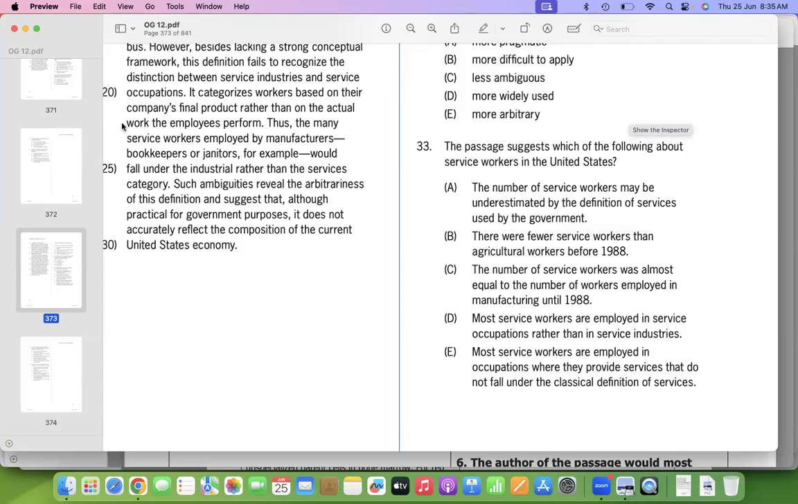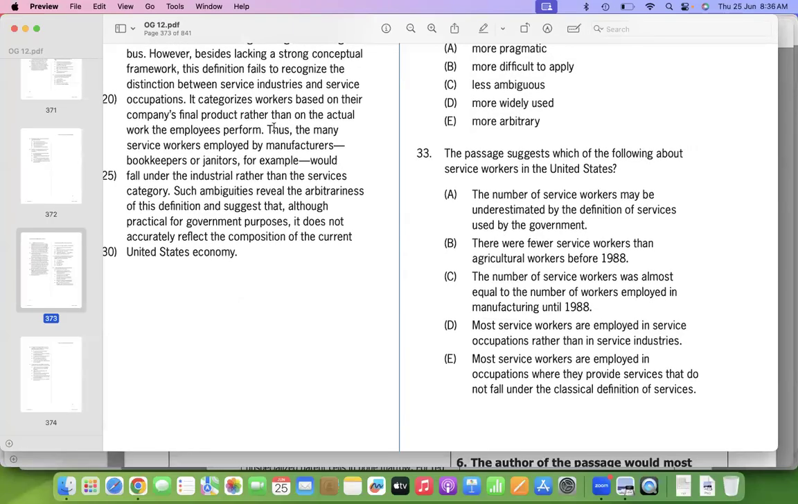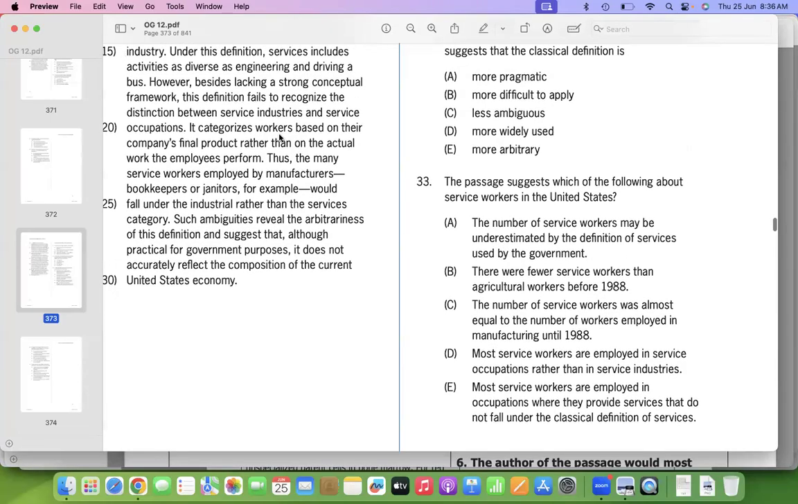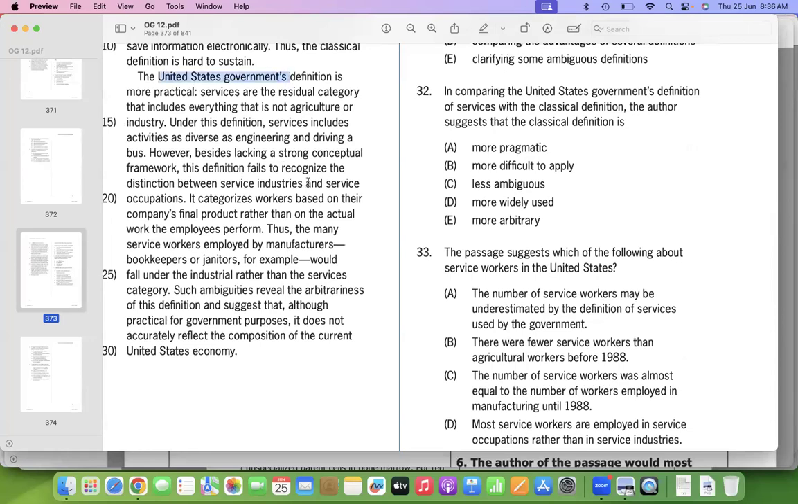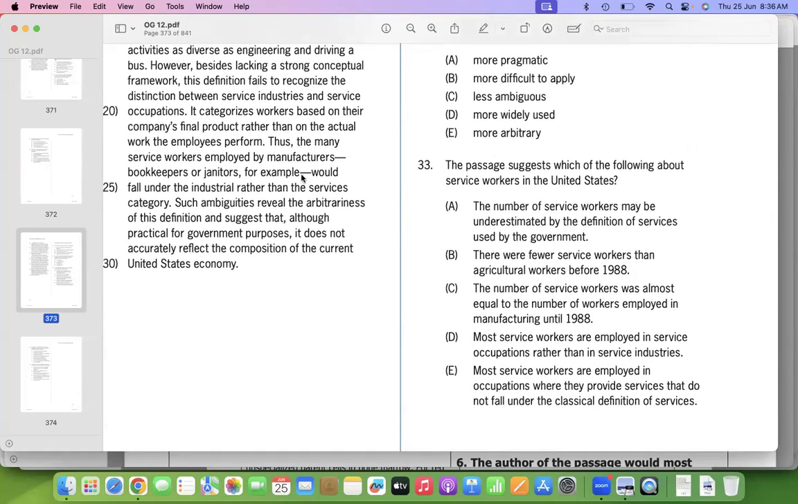All of you have gone with A? Anurag, you've gone with E? Service workers are here, no? In the US. So in the US, we're talking about the US government's definition then, right? And what happens then in the US to service workers? It categorizes workers based on the company's final product. Thus, the many service workers employed by manufacturers would not get classified under services. So what is the result? You're underestimating the number of workers.